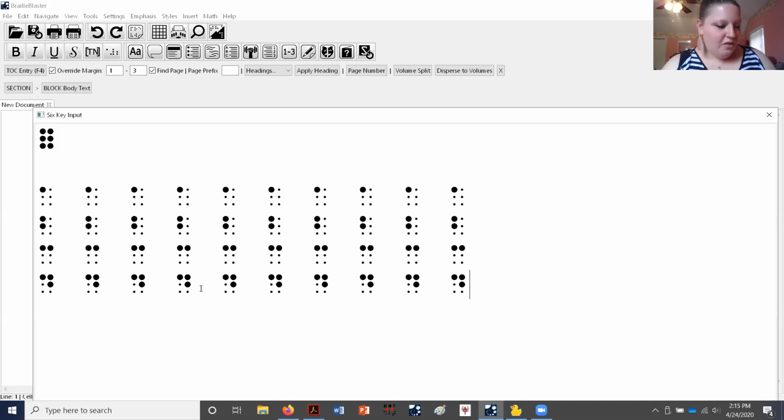And if you're on a Perkins Brailler or a refreshable Braille display, anything that has a Braille keyboard, it's going to be your left pointer finger, your right pointer finger, and your middle finger on your right hand.